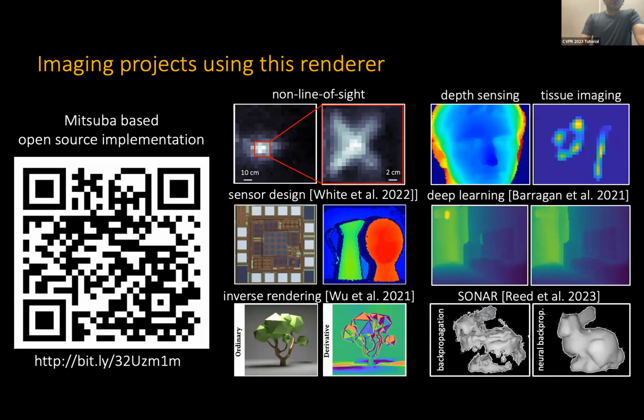After we made it open source, it was used for multiple applications, including non-line-of-sight imaging, depth sensing, tissue imaging, and sensor design. People who were building time-of-flight sensors used our simulator. Obviously, for deep learning, you want to generate a lot of data, and with these non-conventional sensors, generating huge data sets is hard. So you can use the simulators to generate large data sets. People use it for inverse rendering and also for sonar, something that we did not anticipate. Even though we built it for light, sonar measurements are also time-of-flight measurements, so people also use it for sonar imaging.